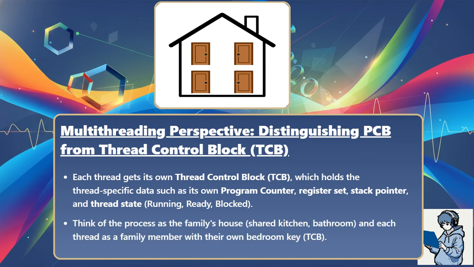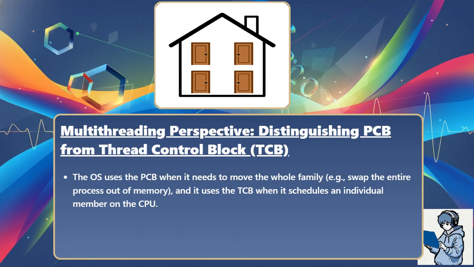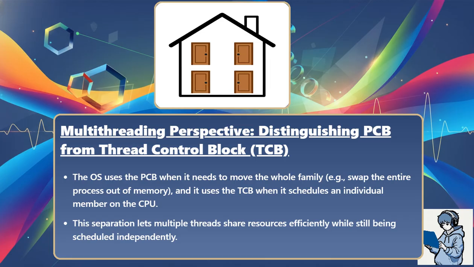Think of the process as the family's house: shared kitchen, bathroom, and each thread as a family member with their own bedroom key (TCB). The OS uses the PCB when it needs to move the whole family, for example, swap the entire process out of memory, and it uses the TCB when it schedules an individual member on the CPU. This separation lets multiple threads share resources efficiently while still being scheduled independently.